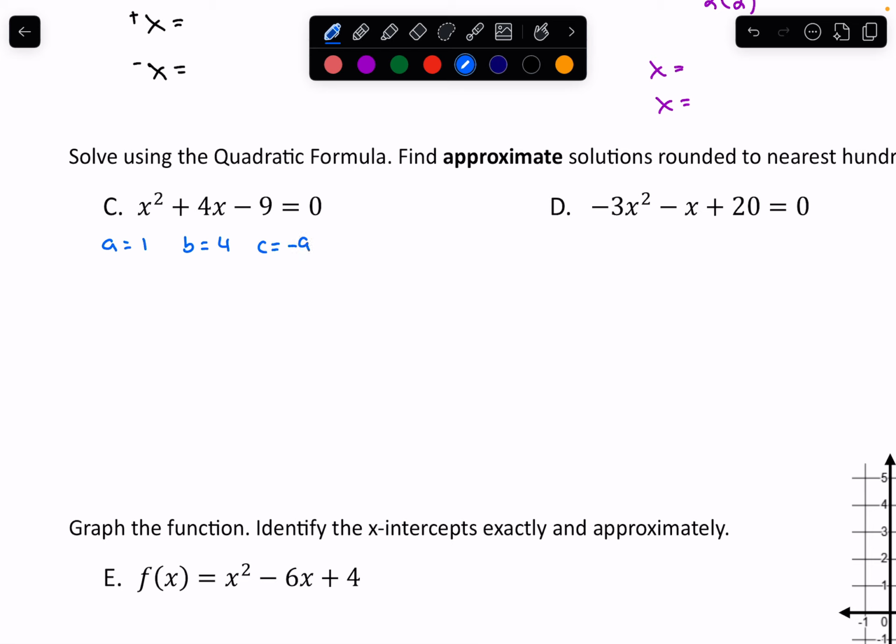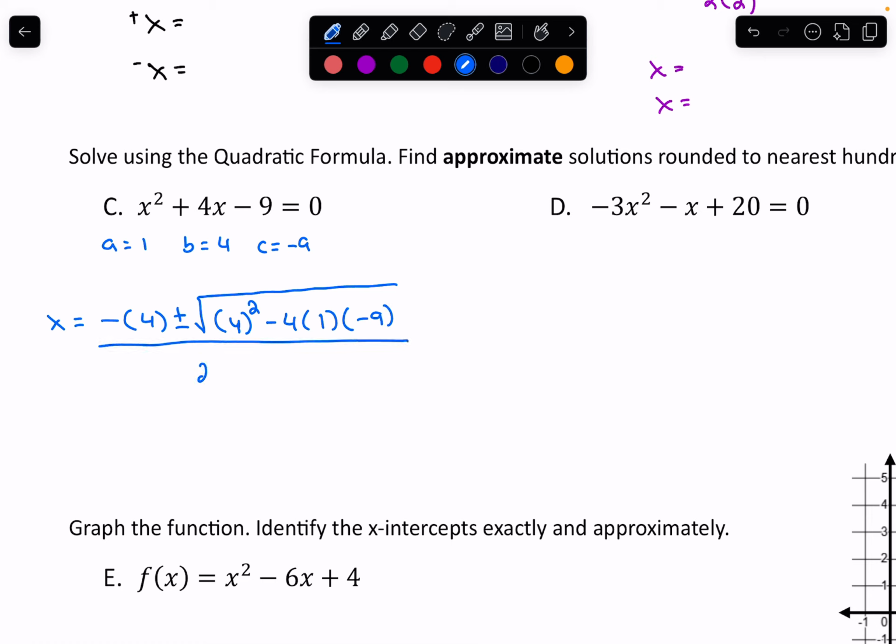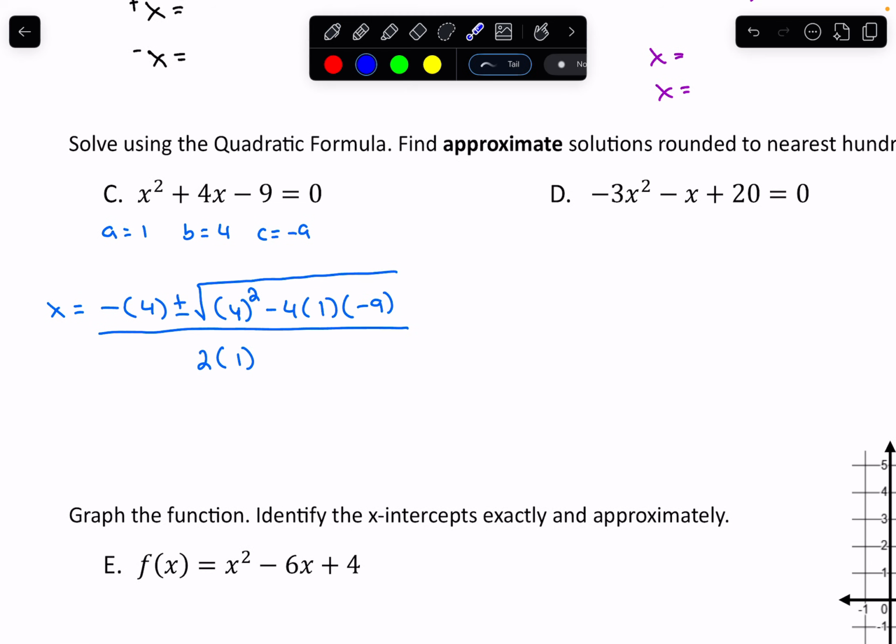So my quadratic formula: x equals negative parenthesis 4 plus or minus the square root parenthesis 4 squared minus 4 times A, which is 1, times C, which is -9, all divided by 2 parenthesis 1. You're going to type it in the calculator twice, once with the plus, once with the minus, and you get 2 answers.